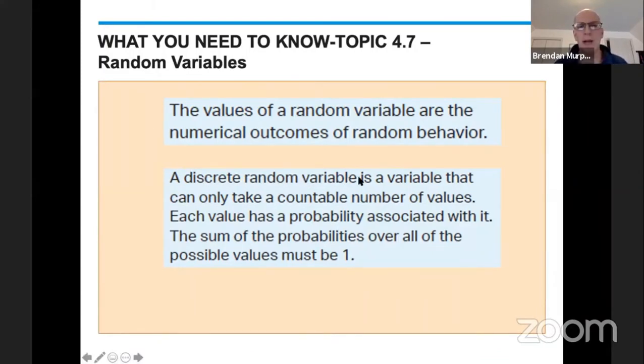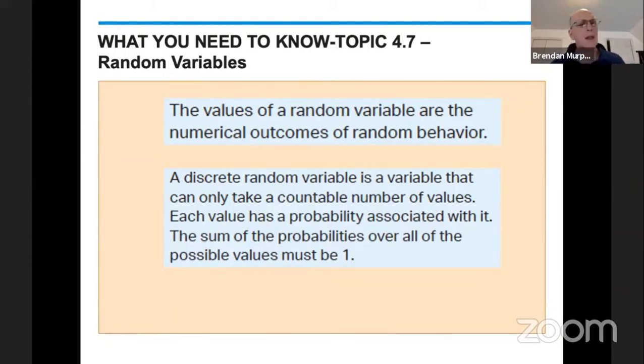A discrete random variable is a variable that can only take a countable number of values. We know how many there are. Each value has a probability associated with it, so I can calculate the probability of that. We talked about this on Monday when we talked about the sample space. The sum of the probabilities over all of the possible values must be 1. Super important, and I'm going to use that when I start to do some problems later this afternoon. I want to make sure that all of my outcomes add up to 1, and that sometimes helps me solve the problem.